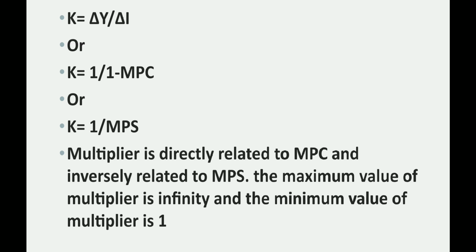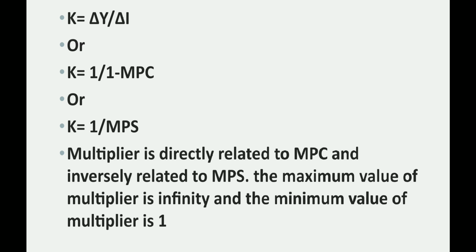The multiplier K is equal to delta Y by delta I, or it is 1 by 1 minus MPC, or 1 by MPS. Multiplier is directly related to MPC and inversely related to MPS. The maximum value of multiplier is infinity when the value of MPC is 1. MPC equal to 1 indicates that the economy decides to consume the whole of its additional income. Here, not even a bit of additional income is saved. It will lead to continuous increase in the consumption expenditure and value of multiplier will be infinity.